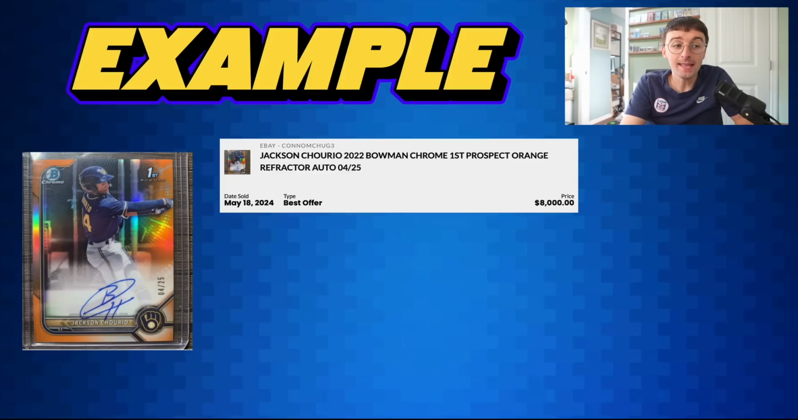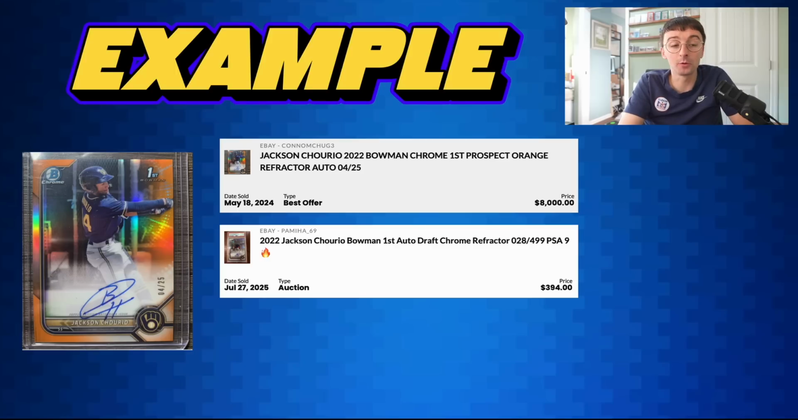Now, on May 18th, 2024, which was the last sale on this card, it sold for $8,000. That's not exactly helpful, though, because as a young player, with his rookie year last year, he had a lot of ups and downs last season and this season, and a lot has changed in his market. So let's find a card that's really similar to this card that sells more frequently. Maybe his first Bowman Refractor. That one, numbered out of 499, will have a lot more frequent sales.